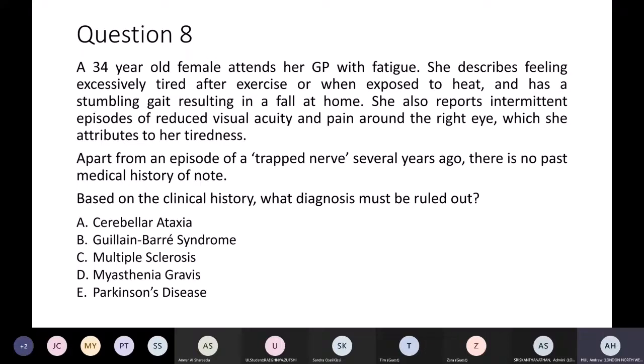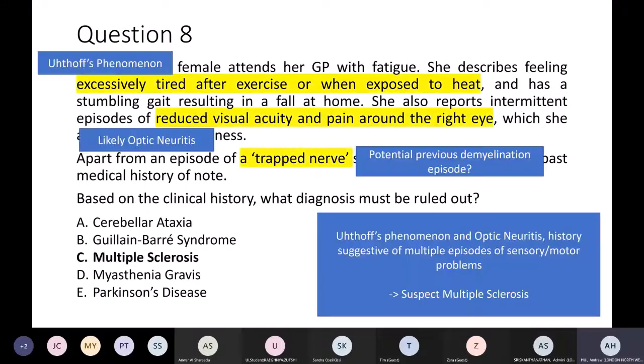And we've already got answers. Fantastic. Okay, I think that's fair enough. In the interest of time, let's stop the poll. And as you guys have said, the correct answer is C, multiple sclerosis.